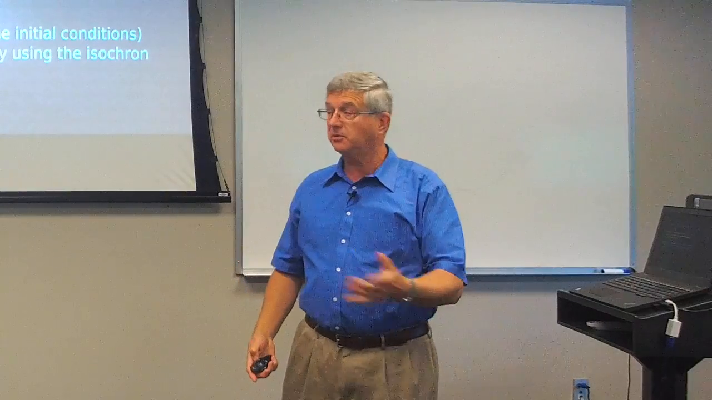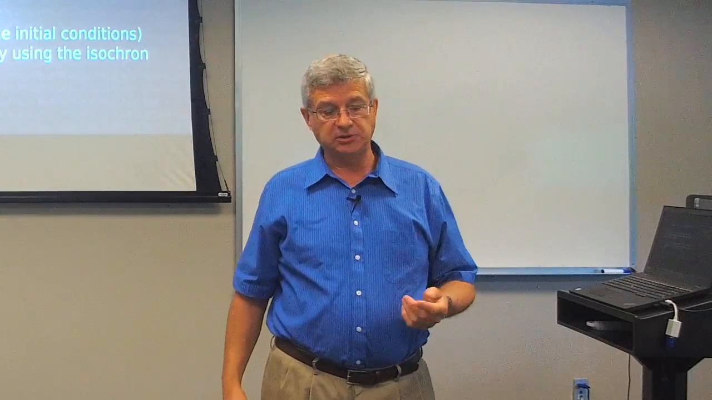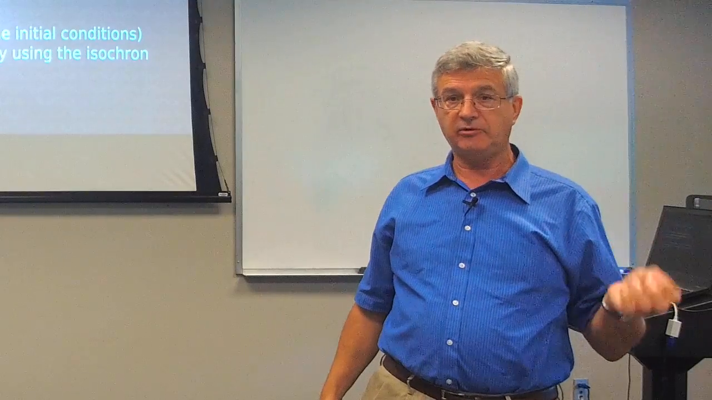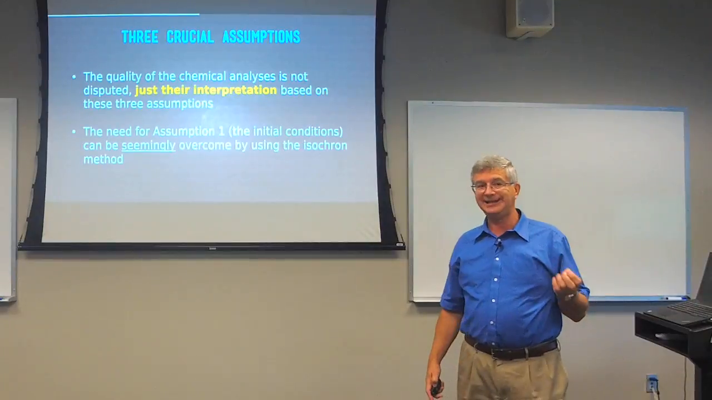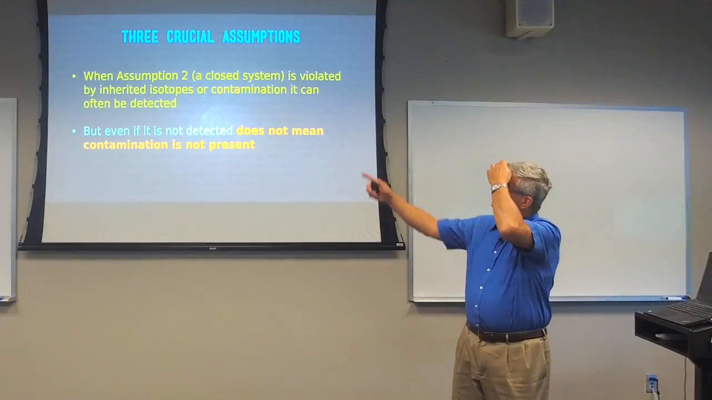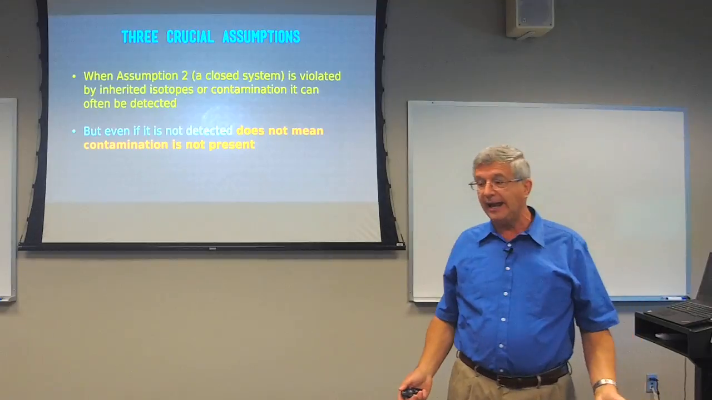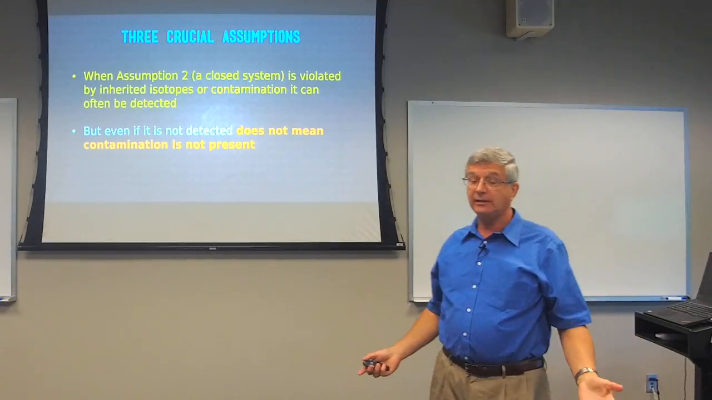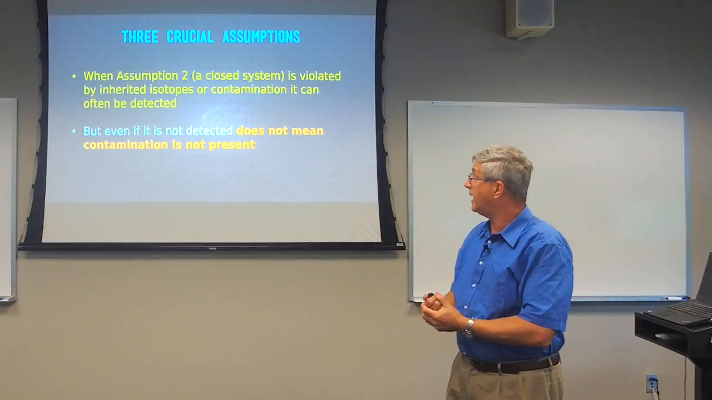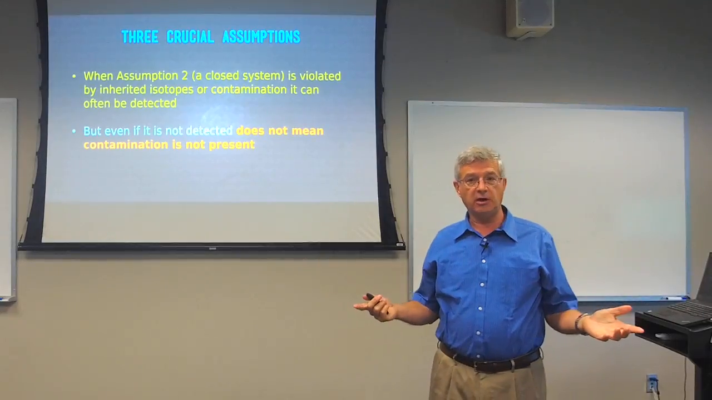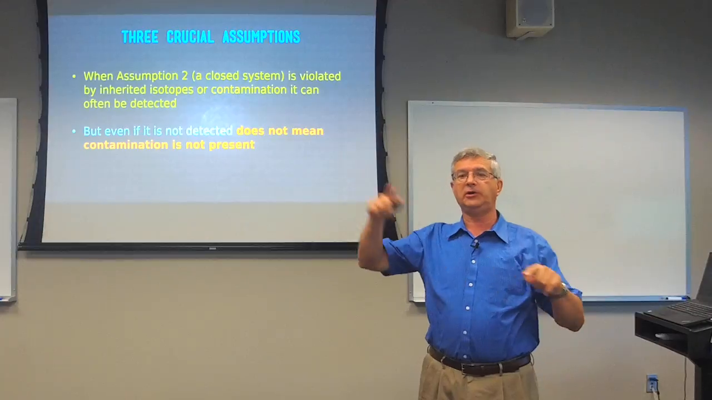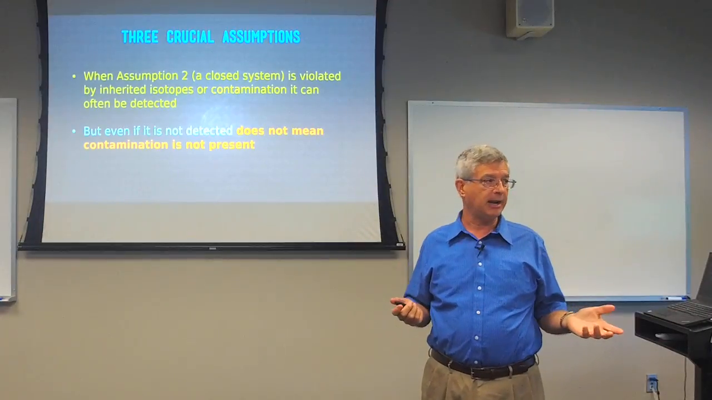So it seems to overcome assumption number 1, and I say seems very deliberately because it really doesn't overcome that problem. Assumption number 2 is usually one where we can show it's been violated, because we can detect the contamination. In the case of the isochron method, any points that don't plot on the isochron line are assumed to be due to contamination. But how do you know that the samples that don't plot on the line might actually be the true age?